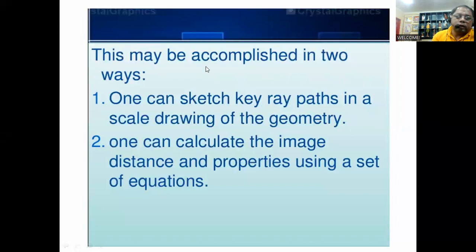Next, images are formed by sketching ray paths. What we usually trace are incident rays, and now we trace also the reflected rays. With the intersections of these lines, images are eventually formed. And likewise, there's a very important equation that we also use here.